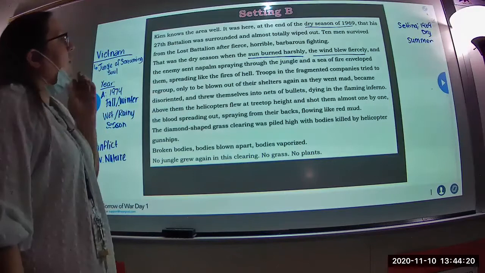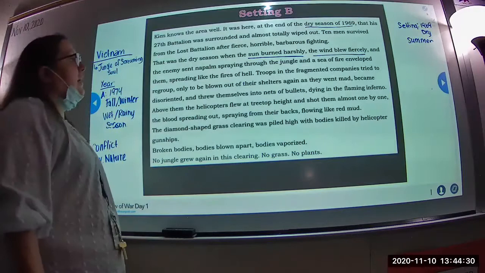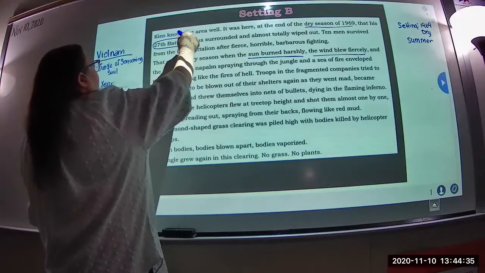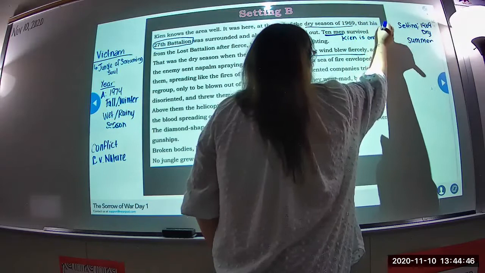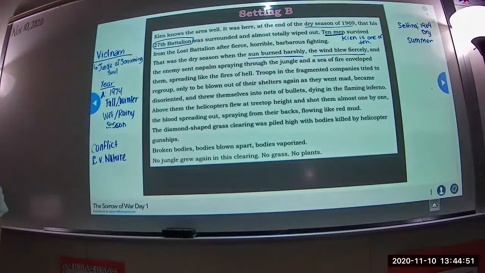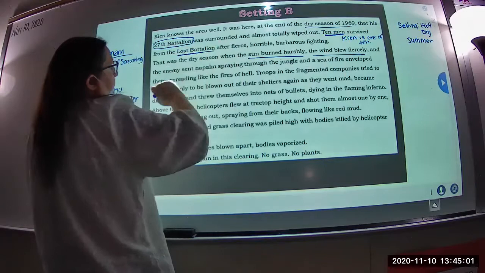Now what is his job? In 1974, we know he's collecting bodies, right? What is he doing in '69? He's a fighter. For the 27th Battalion. How many people are left after this? Only 10. So that means that Kine is one of 10, right? Because if only 10 people survive, and he's telling you the story, he survived it. So Kine is one. And they call it the Lost Battalion. Why do you think that? Because a lot of people died.